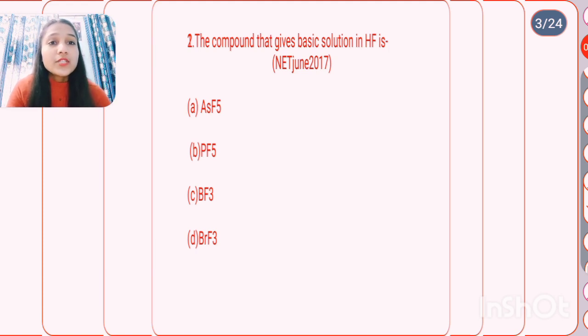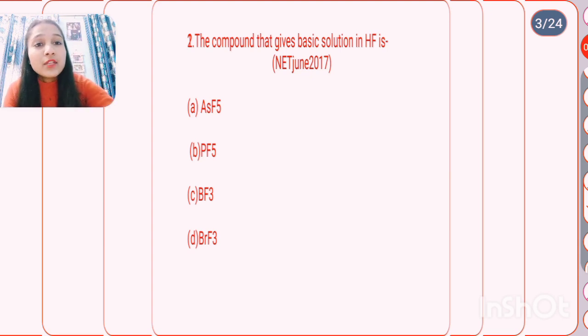So the second question is: the compound that gives basic solution in HF is. So we have to tell the compound which gives basic solution in HF. So generally the Lewis acids react with HF to give acidic solution. Otherwise all other compounds give basic solution with HF because it undergoes self ionization to give F negative and H2F positive. So we generally have to try to make HF2 negative.